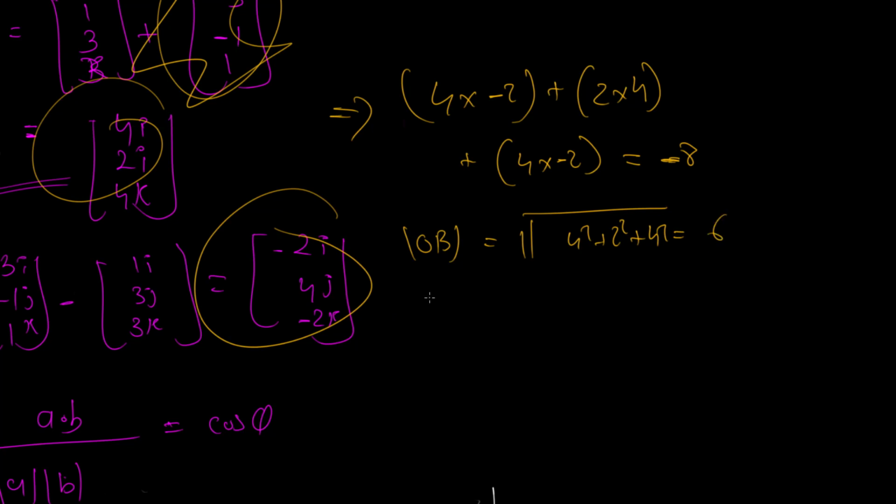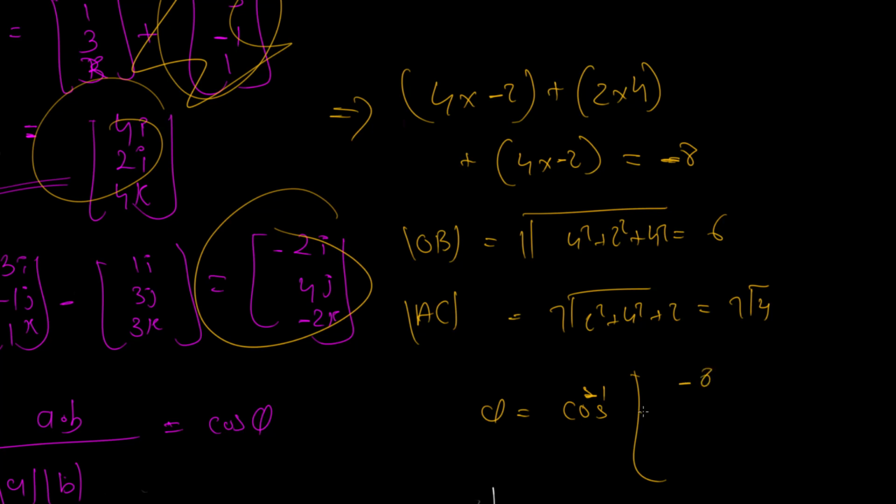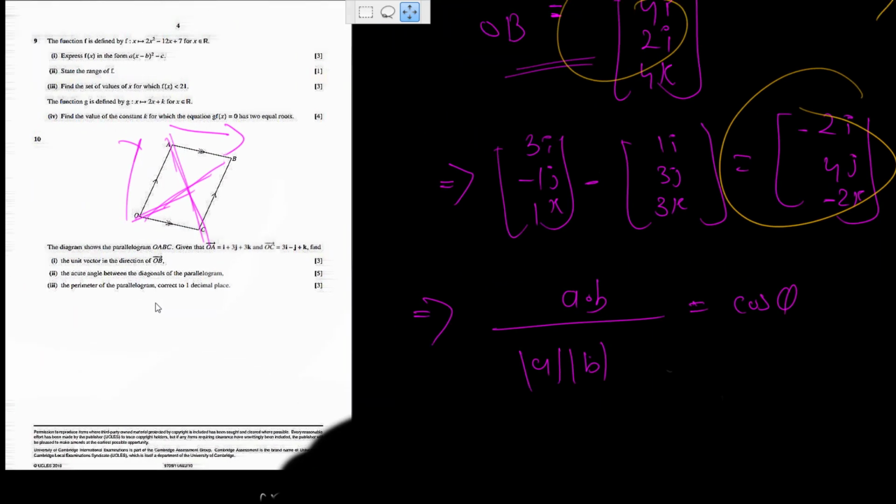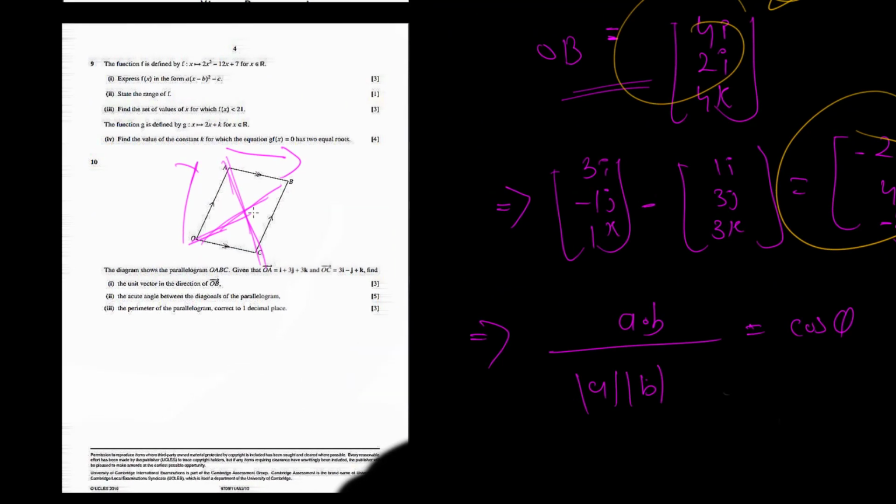And the modulus of AC is root of 2 squared plus 4 squared plus 2 squared, which is root of 24. So therefore our theta would be cos inverse of minus 8 divided by 6 multiplied by root of 24, which gives us 108.8. Now 108.8 is not your acute angle, it's your obtuse angle.